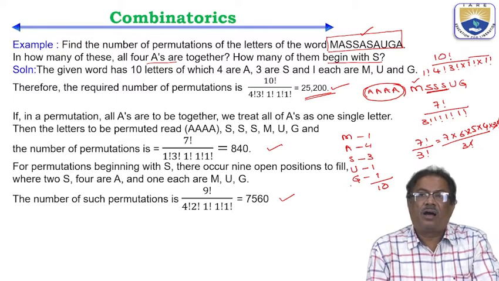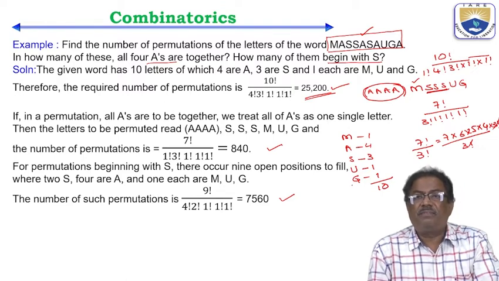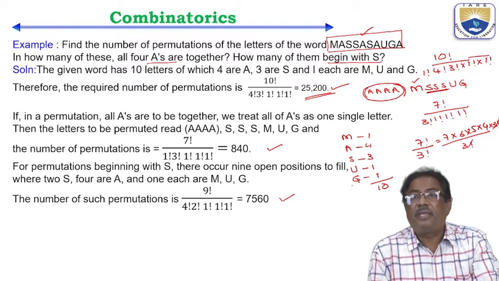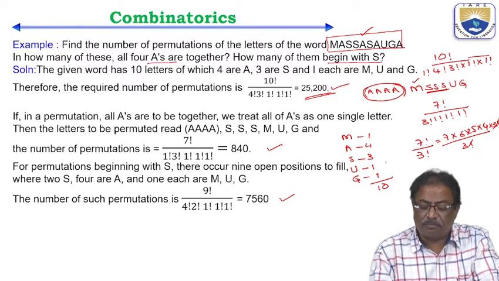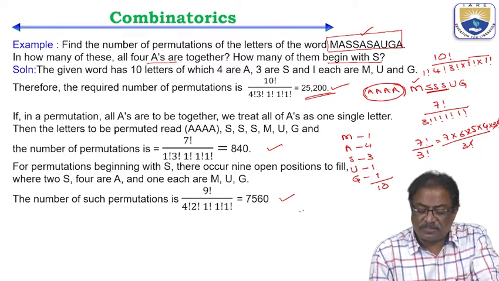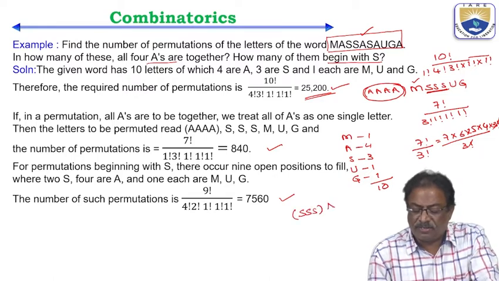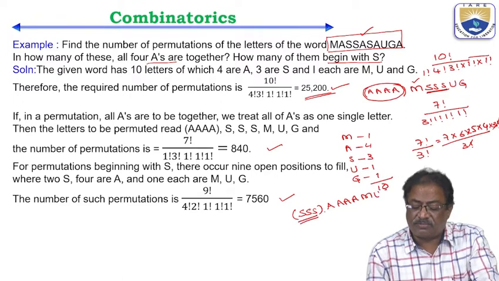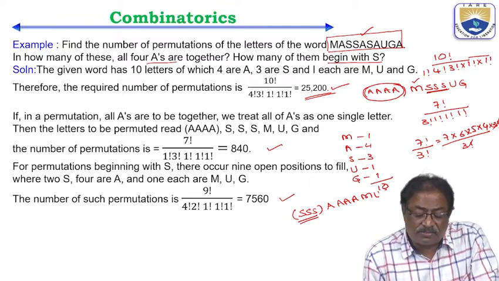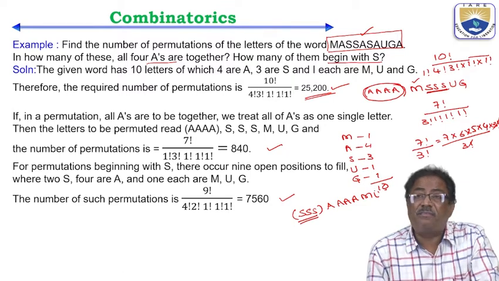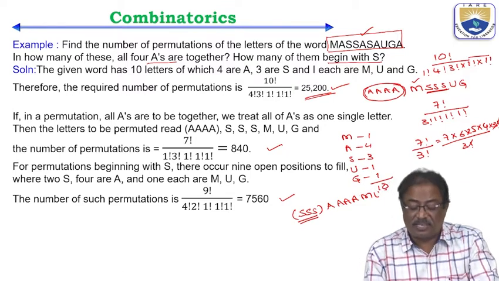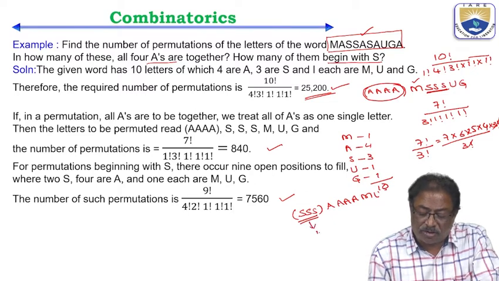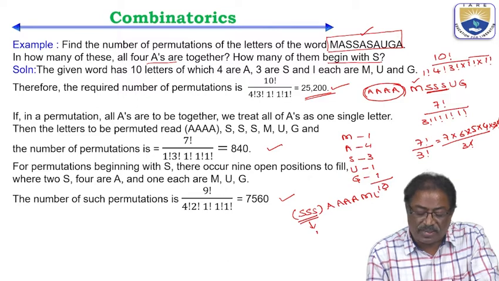And next, another one is how many of them begin with S? How many of them begin with S? So, beginning with S, once again I am going to consider all 3 S's together. Next 4 A's will be there, and next another one is M will be there, and U will be there, and G will be there. See here, I am going to consider 1, 2, 3, 4, 5, 6, 7, 8. How many of them begin with S? So this I am going to consider as 1 only. 2, 3, 4, 5, 6, 7, 8.